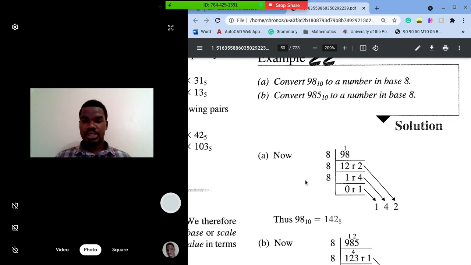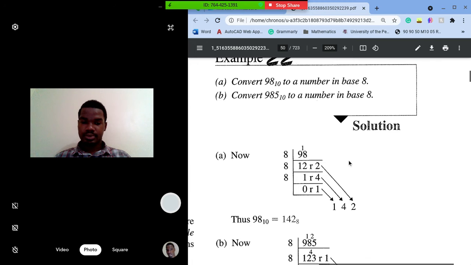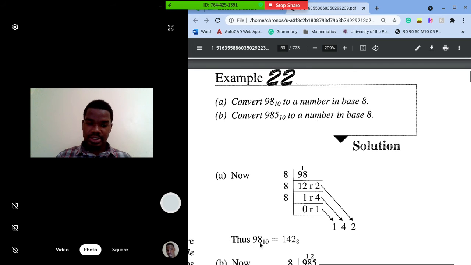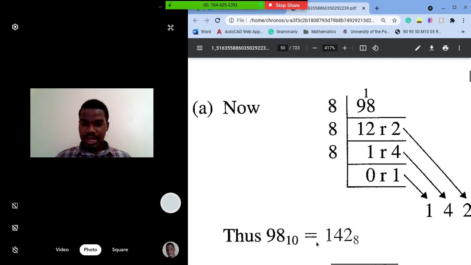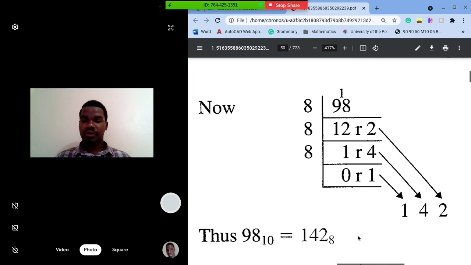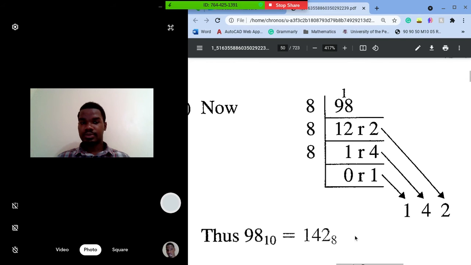Take this down for me. You must write this phrase: Thus, 98 base 10 is equal to 142 base 8. Let me give you a moment to write it, because we did this yesterday. For those who were here, you know that we did this. So I'm going to quickly move on now. Take a picture of it.